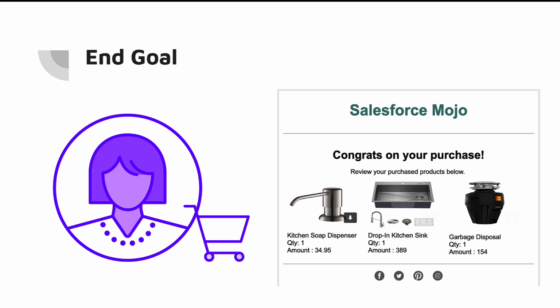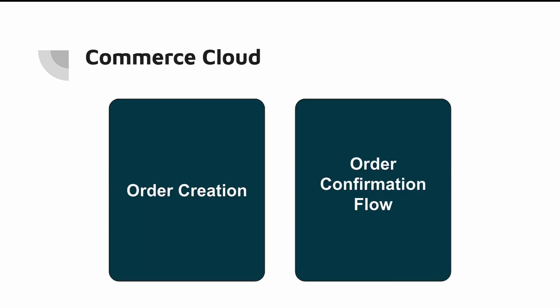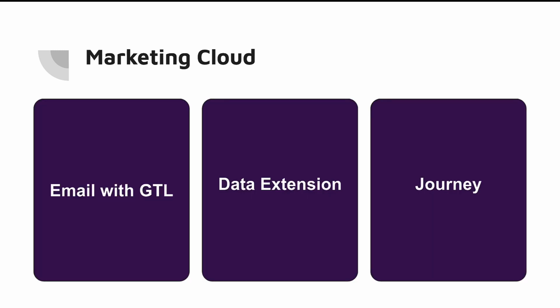With that orientation in mind, let's jump into the pieces that we're going to put together in our architecture. Piece one here is Commerce Cloud, which we've been doing a lot in this series about. We want to be able to capture an order creation, and we want to be able to fire an order confirmation email out of Commerce Cloud into Marketing Cloud. Those are the two key pillars here that we're going to need to configure.